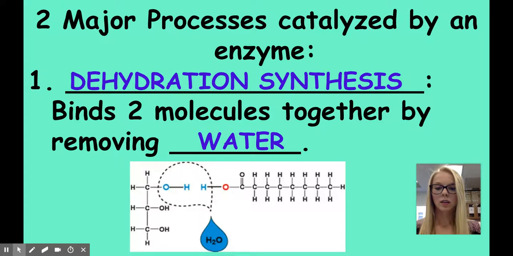There are two major processes you need to know. Both are catalyzed by enzymes. The first is dehydration synthesis. In this process, two molecules are bonded together by removing a water molecule. If you look in the picture, you see a glycerol molecule on the left and a fatty acid on the right. The OH of glycerol joins the H of the fatty acid to make H2O. Your seventh keyword is enzymes.